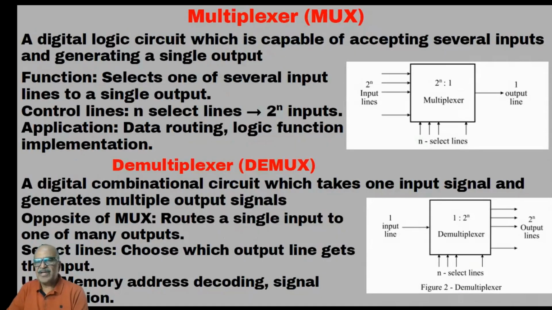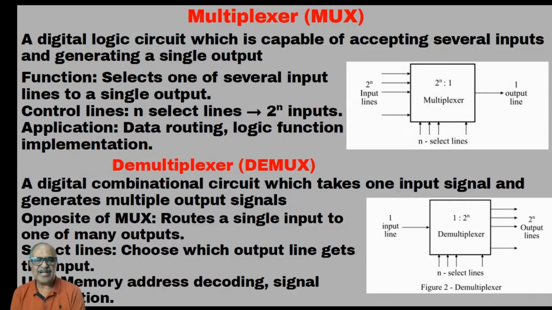Okay, the next topic is the multiplexer, that is MUX, a digital logic circuit which is capable of taking several inputs and generating a single output. Function: select one of several input lines to a single output. The control line is N; you can see the select line. Applications: data routing, logic functions and implementation. That is the multiplexer, MUX.